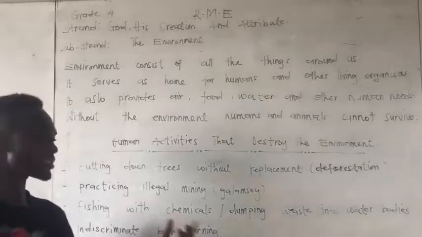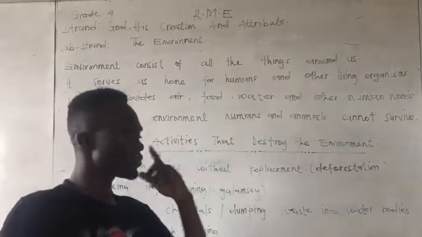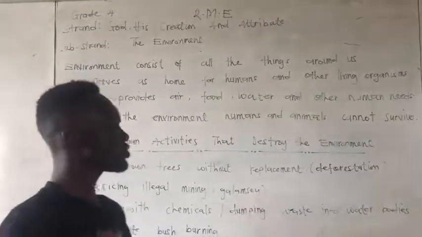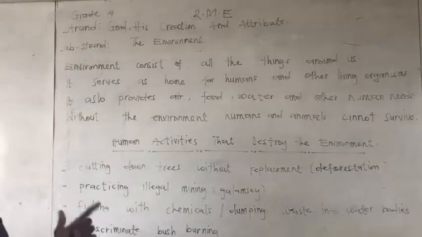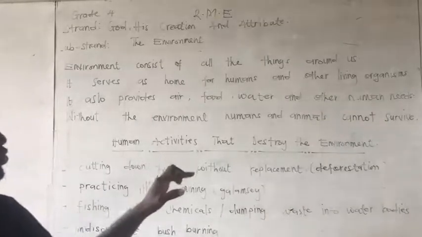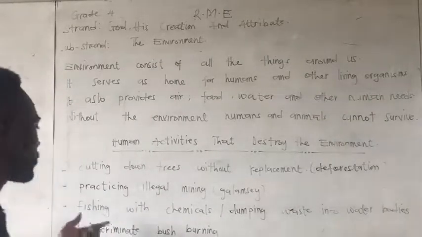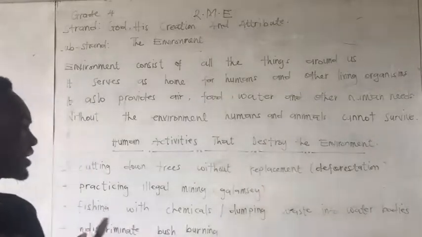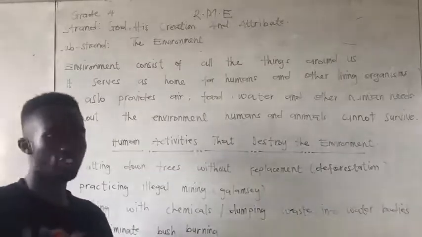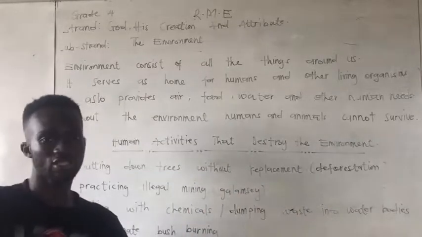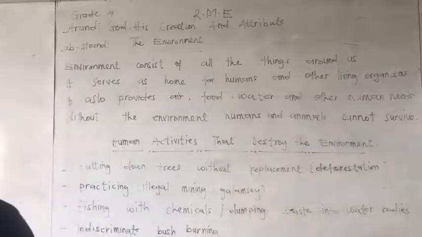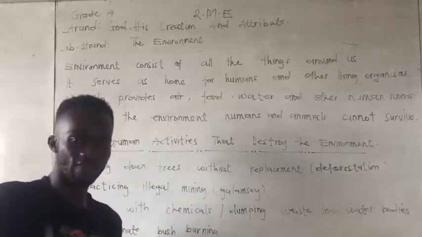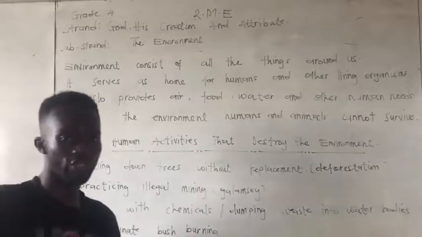Fishing with chemicals or dumping waste into water bodies is also one of the human activities that we do to destroy the environment. When we fish with chemicals, we leave our water bodies poisonous. It is no more safe for human consumption, and the younger fishes, the fingerlings in the water, we also kill them all. And the fish that we are able to harvest also become unhealthy for human consumption.